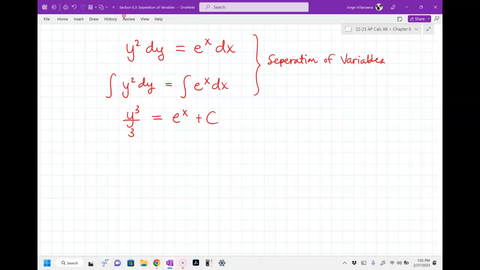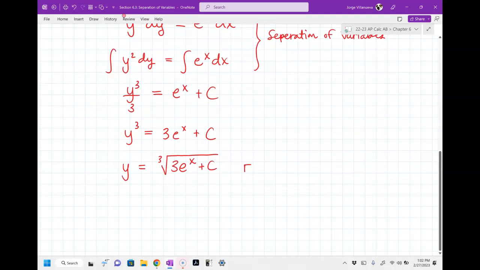All right, now if I'm trying to solve for this function, then what I got to do is get y all by itself. So let me multiply everything by 3. So y to the third is equal to 3 e to the x plus c. Remember, the reason why it's not 3c is because 3 times a constant is still a constant. So I don't need to put 3 times a constant, just a constant. And then to get y by itself, I'm going to take the cubed root of everything, right? So this is y equal to the cubed root of 3e to the x plus c.